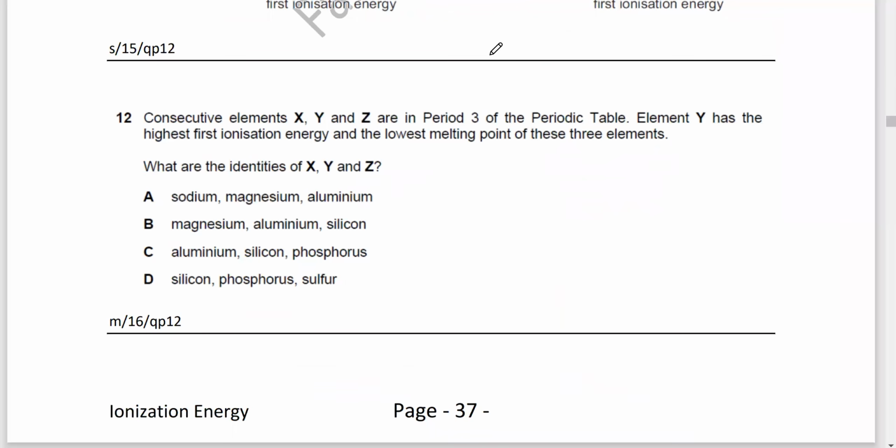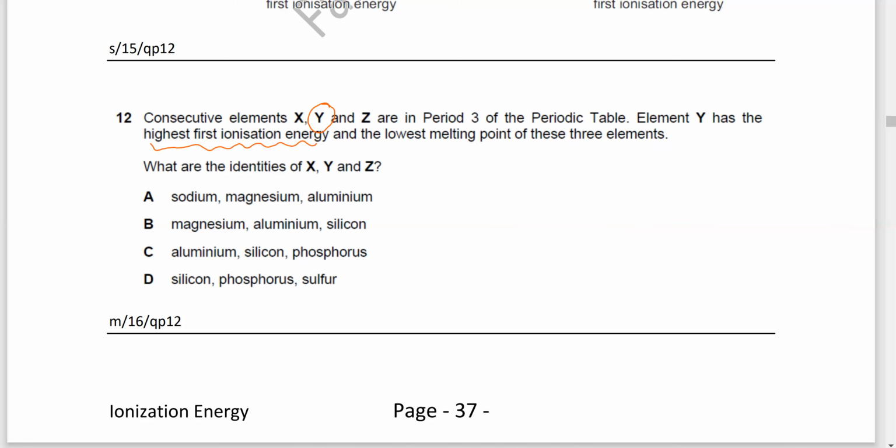So next one. Now, the question states consecutive elements X, Y, and Z are in period 3 of the periodic table. So they're consecutive and they're period 3. So it's again across the period. Now, element Y has the highest first ionization energy. Y is the middle one. So they are consecutive proton numbers. The elements are adjacent to each other, and the middle one has the highest first ionization energy.